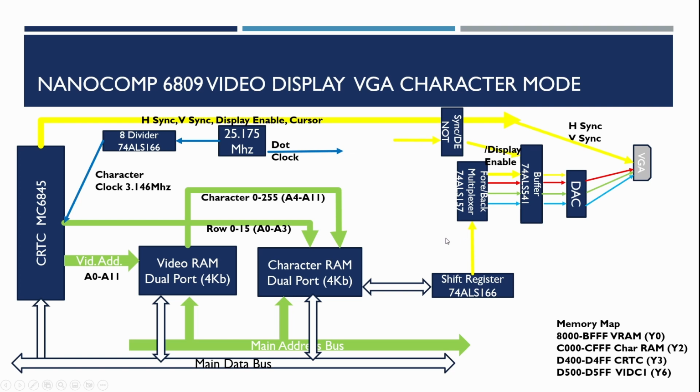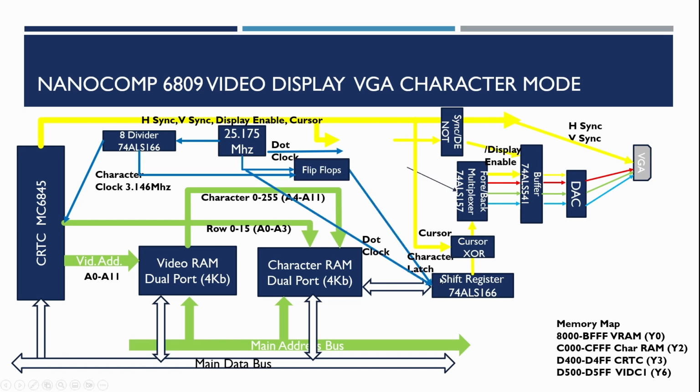Now to enable that, what we have to do is add an XOR gate. So the cursor signal and the output of the shift register are just XORed together, and that will generate the effect that we want. Now the other area we need to look at is the timing signals for the shift register. So the character latch, as I've called it, that drives the shift register is probably not quite right, and we probably need to adjust that slightly so that the display looks better.